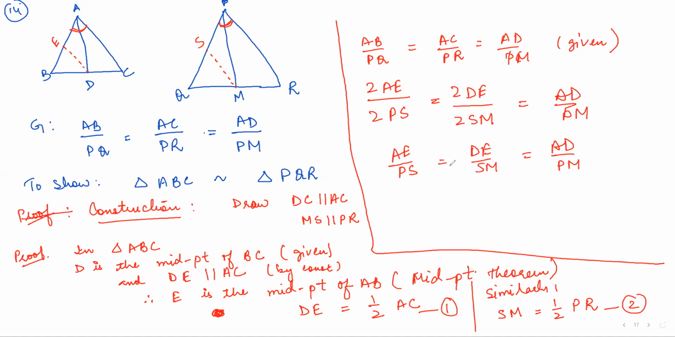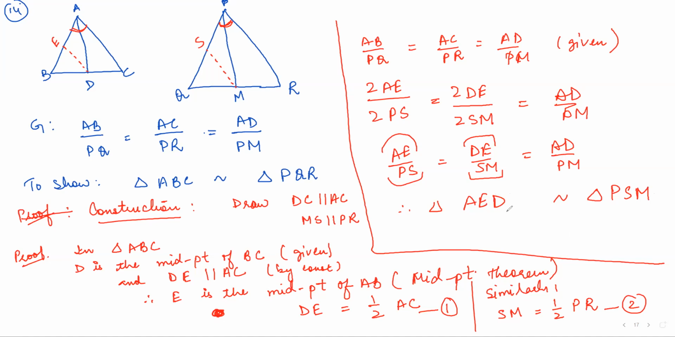Now without looking at the figure, if you want to write from here, so that means triangle AE, right? AE will be similar to triangle. So AE should be proportional to PS. So that means PS has to come here, right? Yes, ma'am. And then DE has to be proportional to SM. So E is here, that means D has to come here, and then M has to come here.